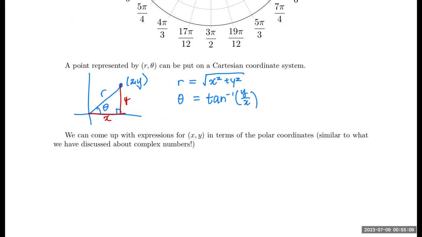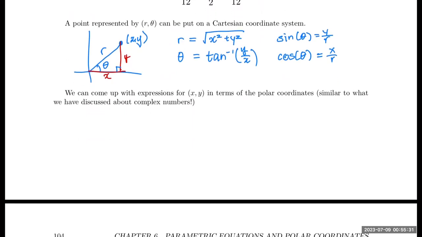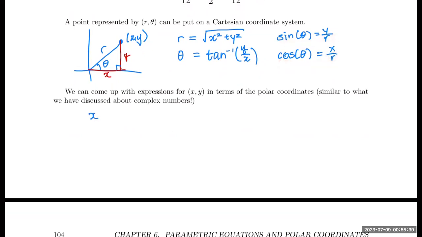Now remember that the trig ratios for sine and cosine can be written as sine theta, which is equal to y divided by r, and cos theta, which can be written as x divided by r. So we can come up with expressions for x and y in terms of these polar quantities. If we move the r to the other side, what we get is that x is going to be r cos theta, and y is going to be r sine theta.